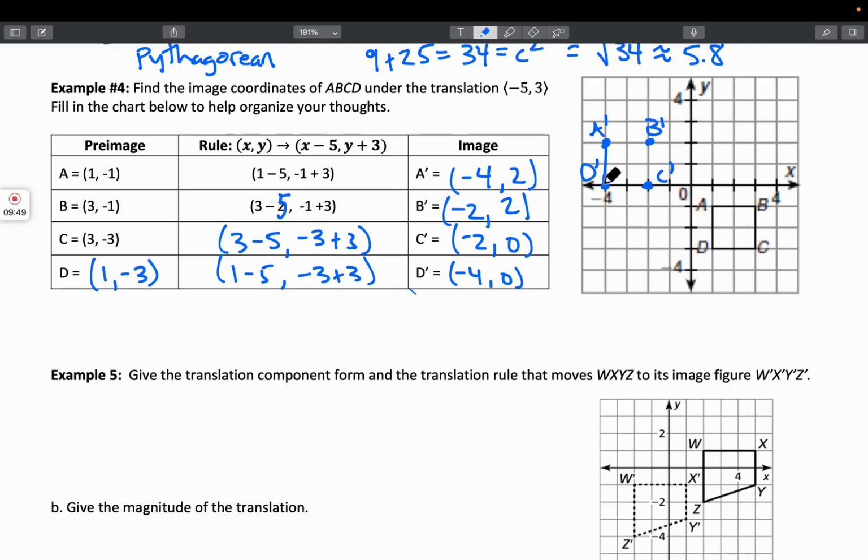So if we connect all of those vertices of that quadrilateral, you'll see that this looks like a quadrilateral that was the same as its pre-image, A, B, C, D, but we moved it 5 units to the left and 3 units up.